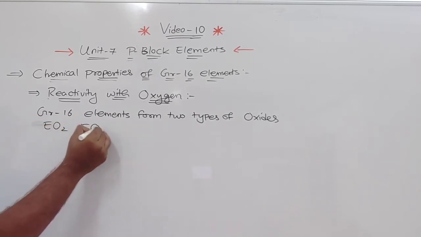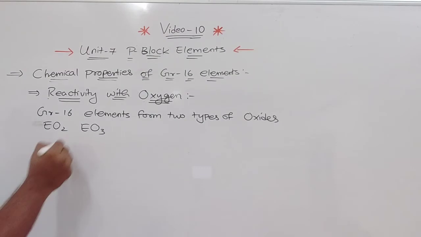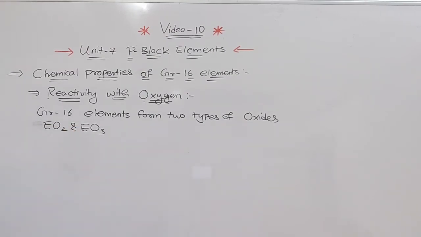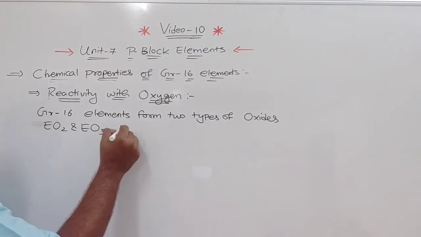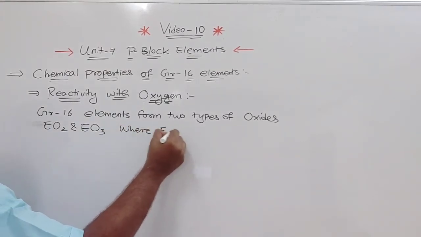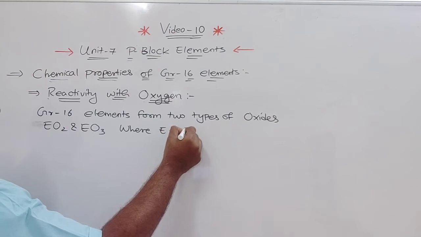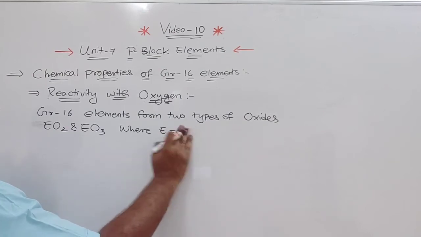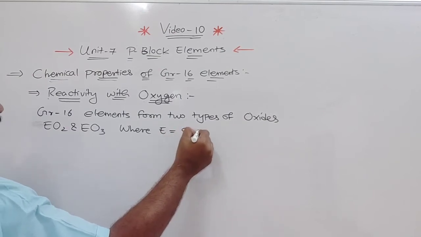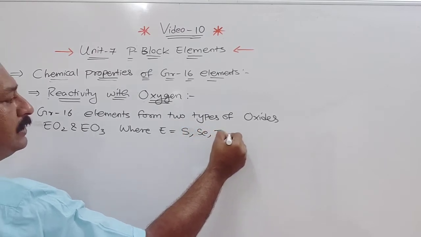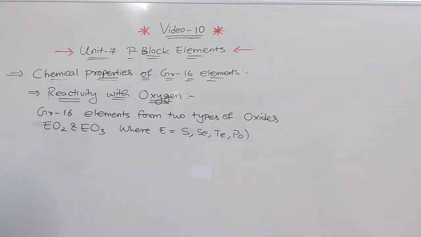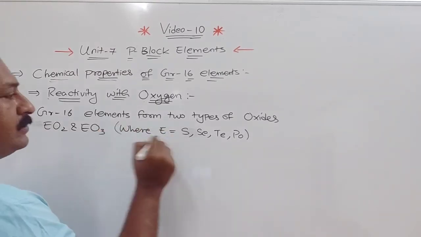EO2 and EO3 type of oxides, where E is equal to sulfur, selenium, tellurium and polonium. Now in your book you can see sulfur, selenium, tellurium, polonium, where E is equal to like this.